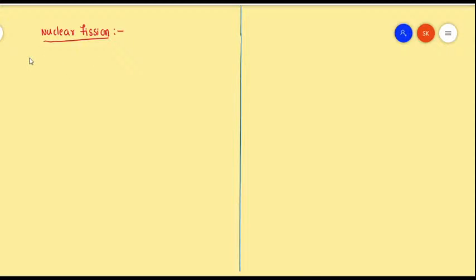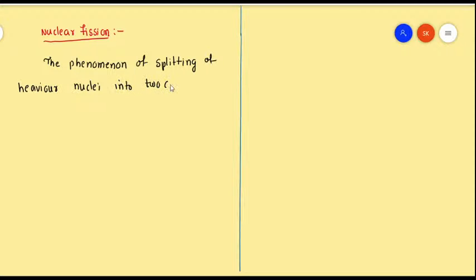The definition of nuclear fission is the phenomenon of splitting of heavier nuclei into two or more lighter nuclei with comparable masses. This is called nuclear fission.